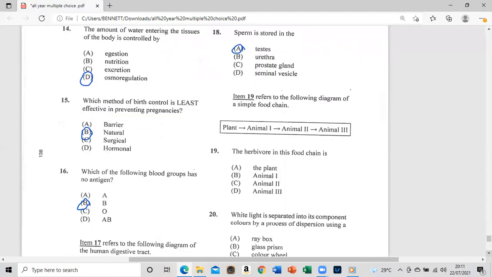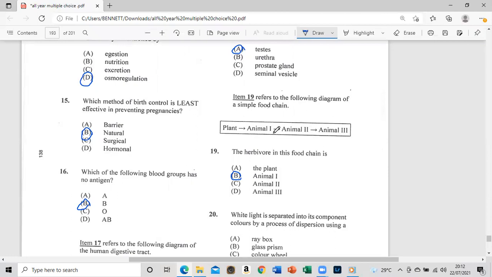So number 19 refers to the diagram of a simple food chain. So you have the plant, animal 1, then animal 2, then animal 3. The herbivore in the food chain is the one that eats plants, so it has to be animal 1, and this one is going to eat it. So that one will be the carnivore. All right, so let's go on to 20.